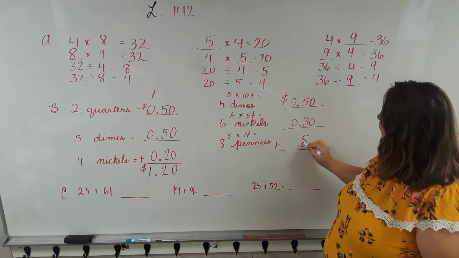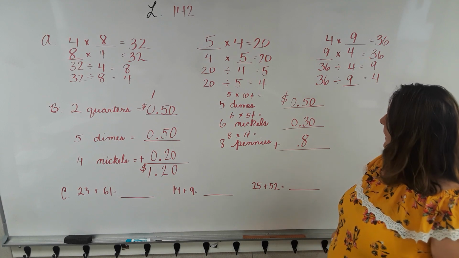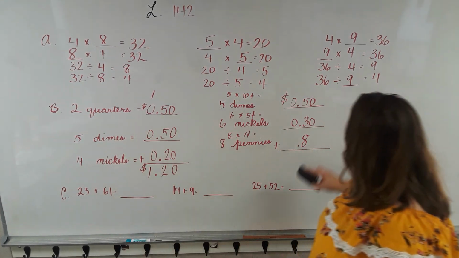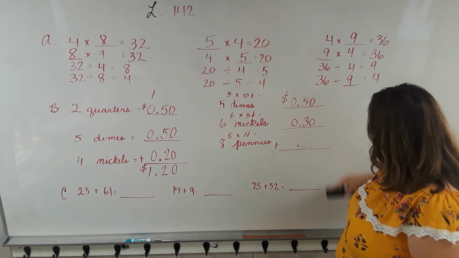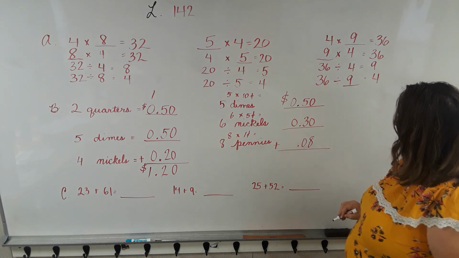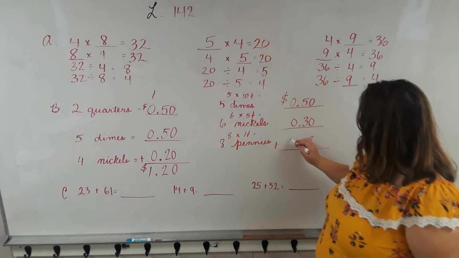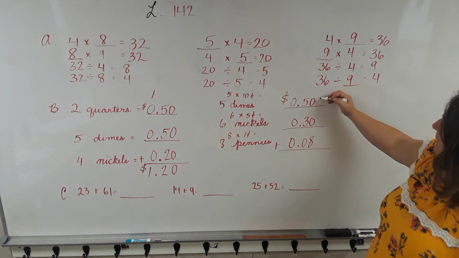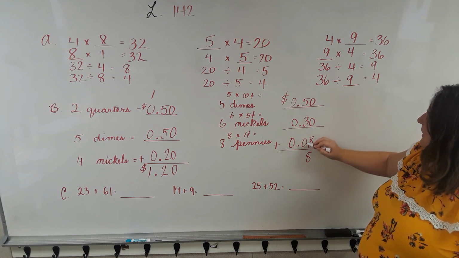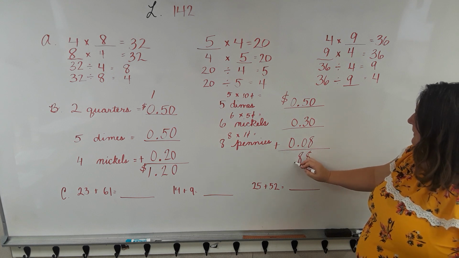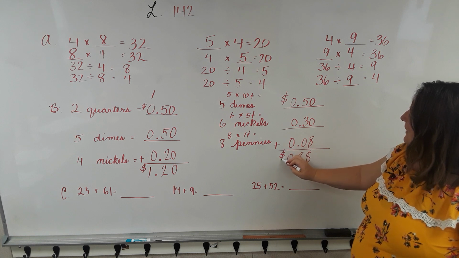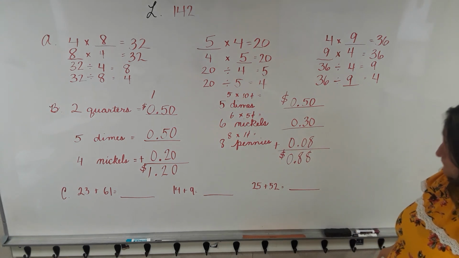Now, this is not 8 cents. 8 cents would be 8 in the spot over here. And then it would be 0.08. That would be 8 cents. 0 plus 0 plus 8 equals 8. 5 plus 3 plus 0 equals 8. Decimal point, 0. And your dollar sign, it equals 88 cents.